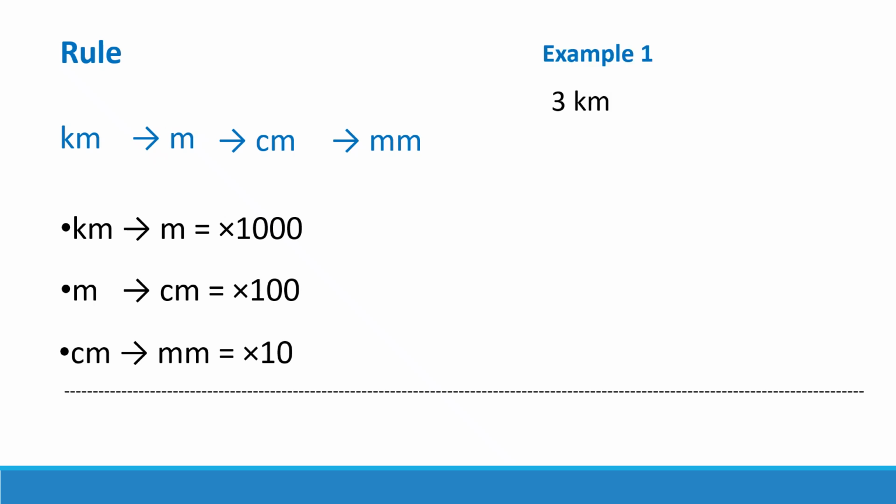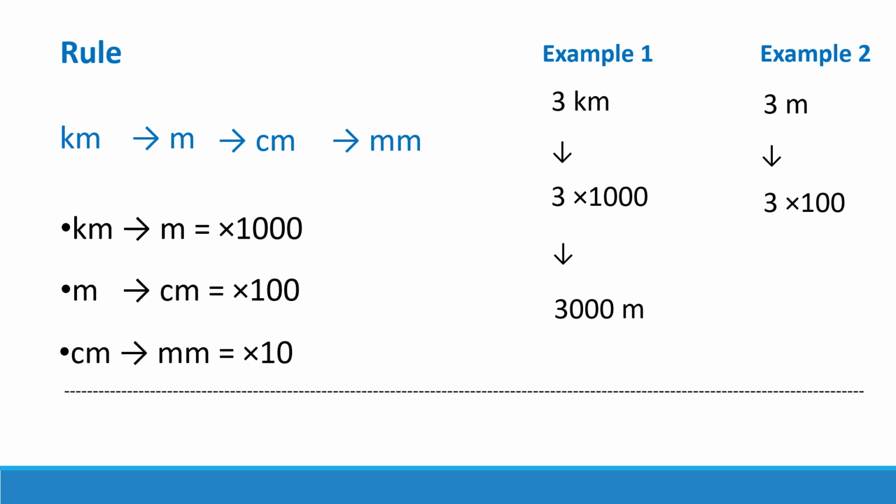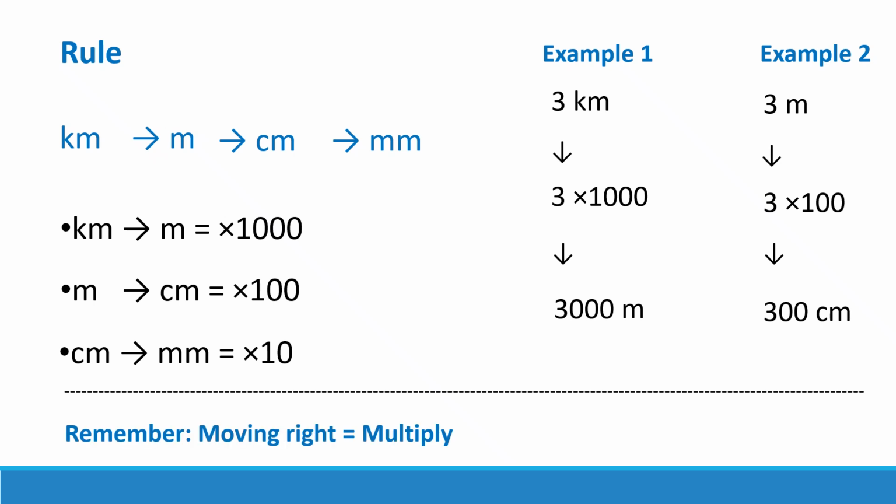Example 1. Convert 3 kilometers to meters. Since we're moving one step to the right, we multiply by 1000. 3 times 1000 equals 3000 meters. Example 2. Convert 3 meters to centimeters. Again, we're moving one step to the right, so we multiply by 100. 3 times 100 equals 300 centimeters. Remember, whenever you move to the right, you multiply.